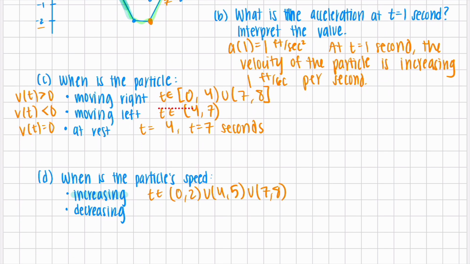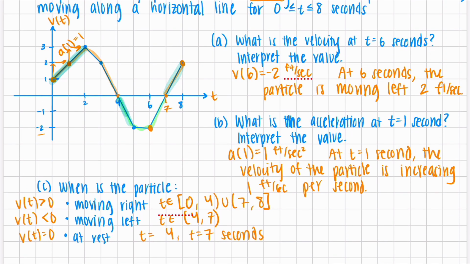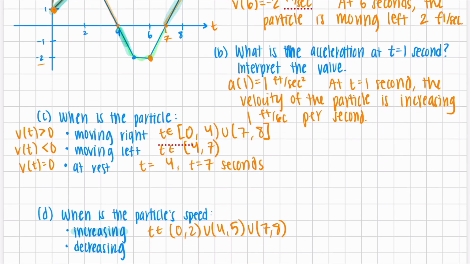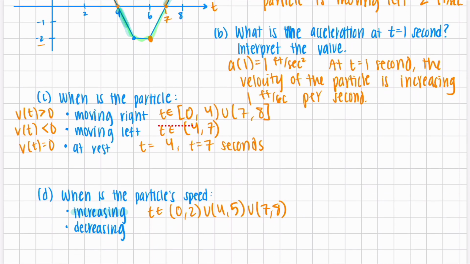Notice here I did not include 0 and 8. That is because the derivative doesn't exist at 0. The derivative does not exist at 8. So I don't know what my acceleration is at 0 and at 8, so I can't verify if the signs are the same or different.